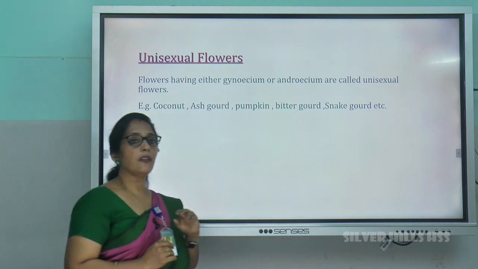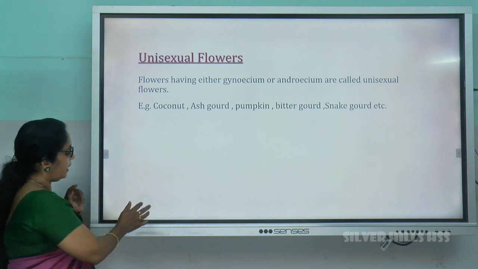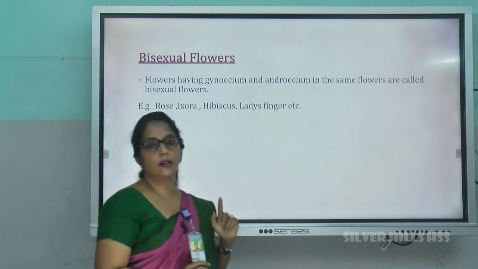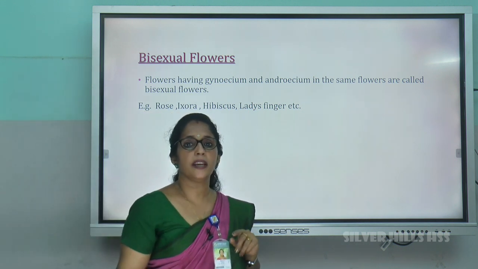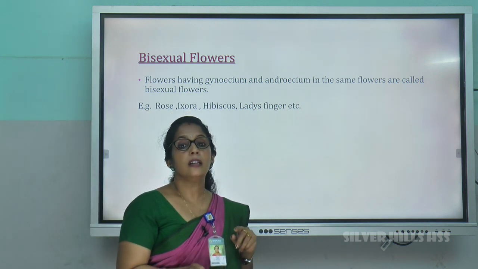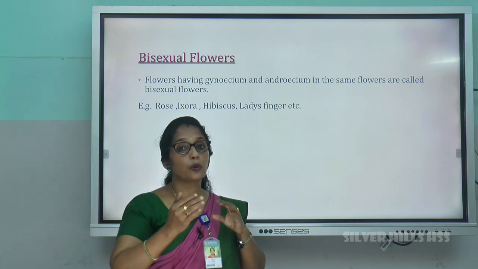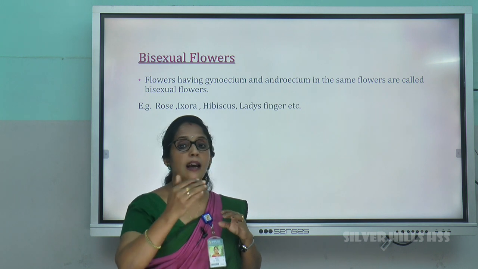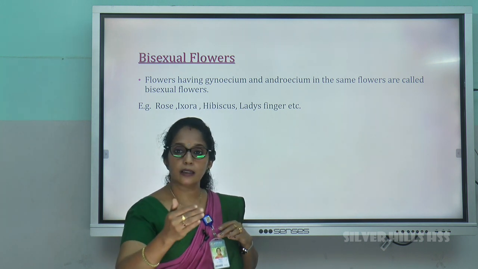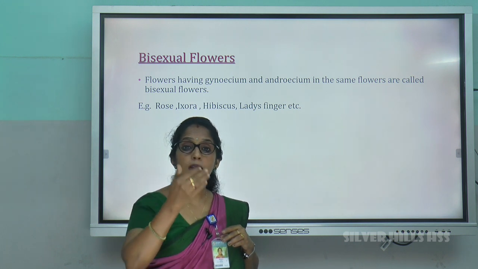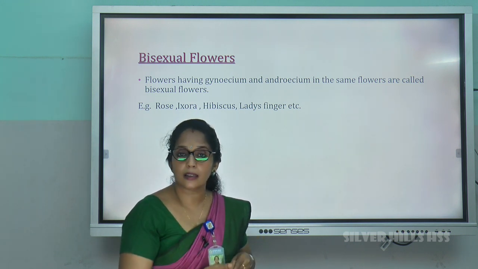Then, in some flowers, both androecium and gynoecium will be there. Such flowers are called bisexual flowers. For example, we have seen one flower today itself, that is shoe flower or hibiscus. That shoe flower contains, I have shown you, both male as well as female. Filament and anther are there in that hibiscus, as well as stigma, style, ovary, ovule, all these things are there in that flower.